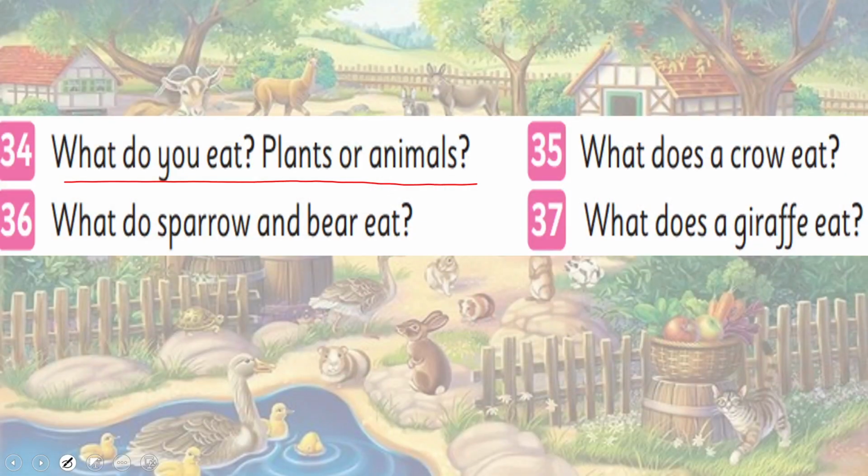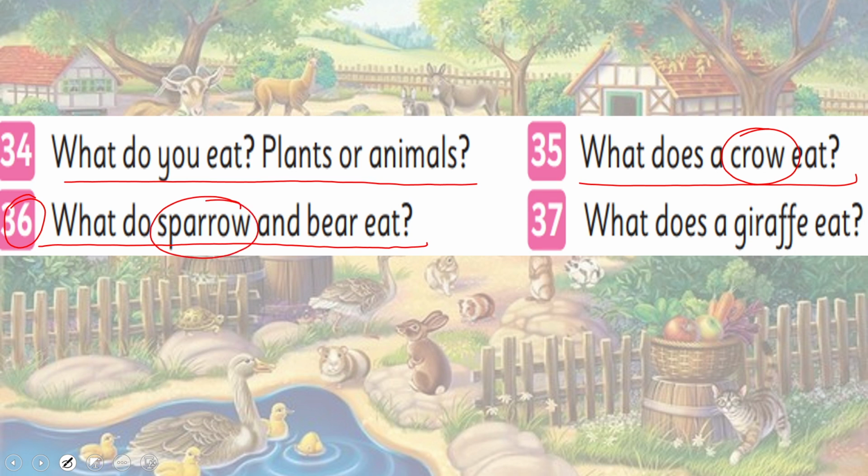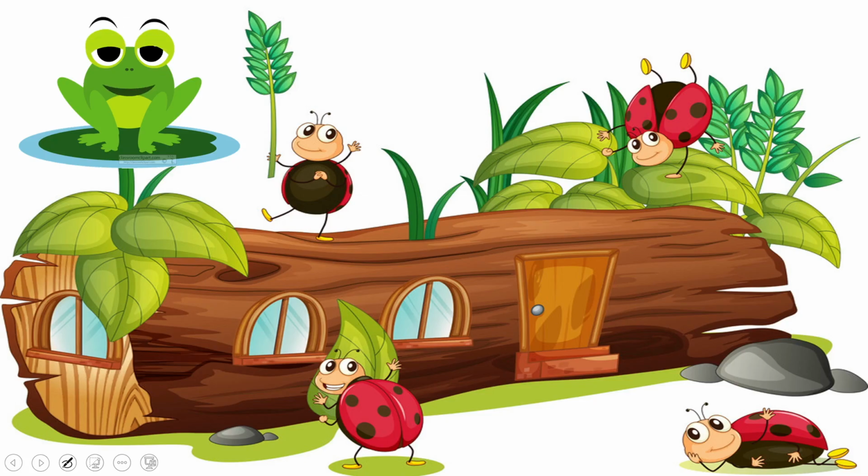Next question. What does a crow eat? Crow eat meat and bread. Number 36. What do sparrow and bear eat? Sparrow eat caterpillar and grains or seeds. Bear eat fish and honey. What does a giraffe eat? It eats leaves. Very good.